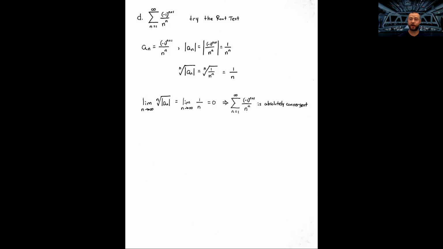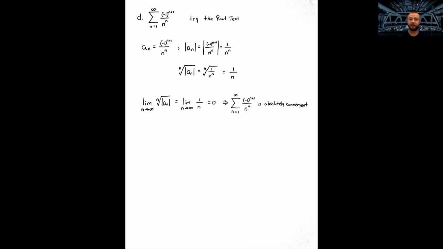All right, so if we take our term a sub n as (-1)^(n+1) divided by n to the nth power. First, we take the absolute value. That knocks out the alternating term. That just simplifies to 1 over n to the n. And when we now take the nth root of the absolute value of a sub n, you can basically just take the nth root of the denominator, and the nth root and the nth power cancel out, leaving you with just n in your denominator.